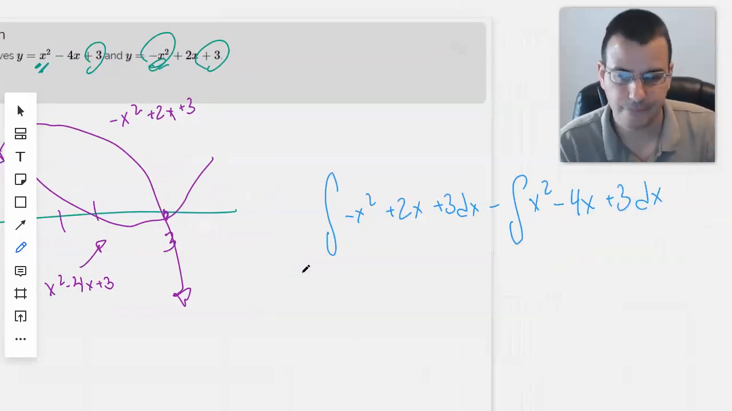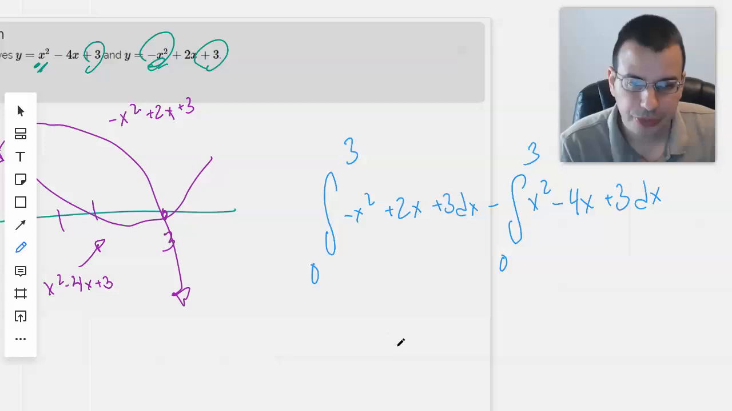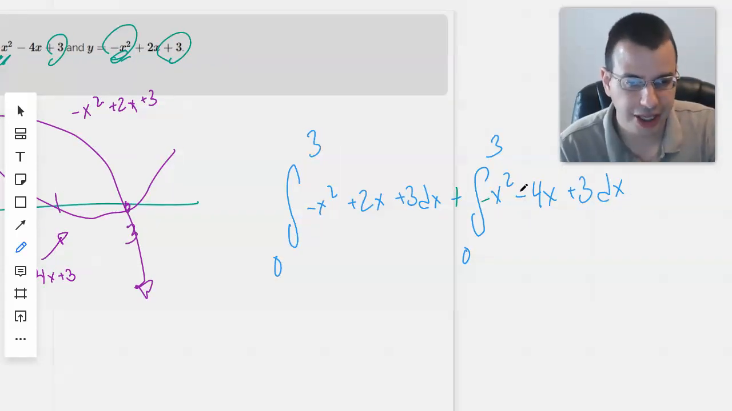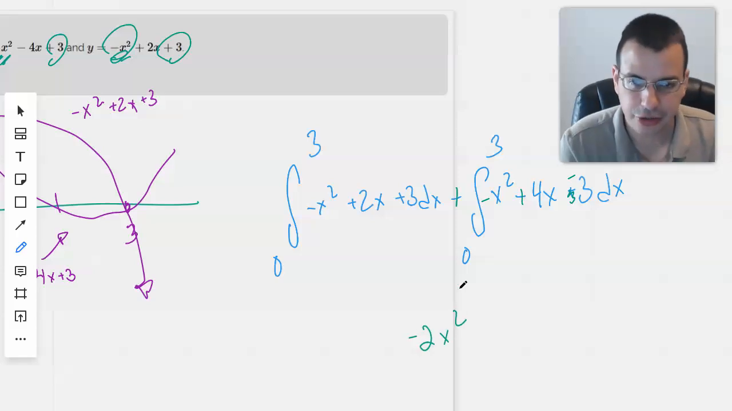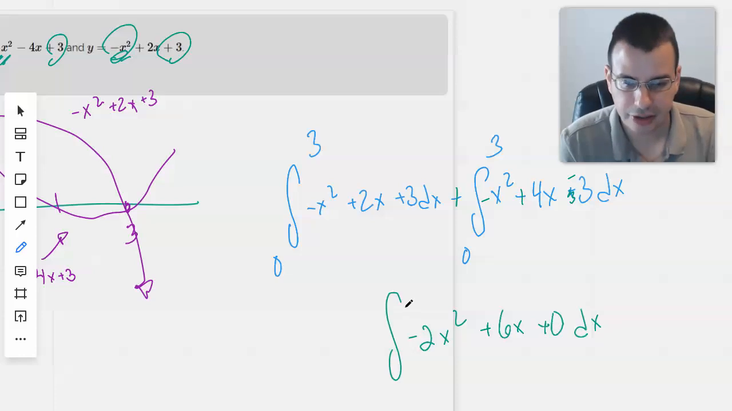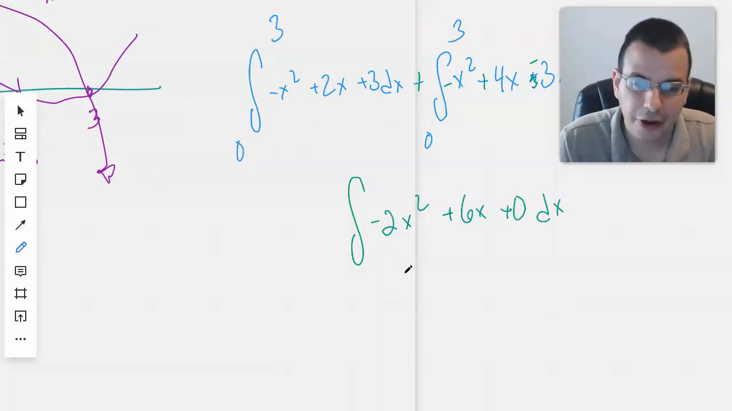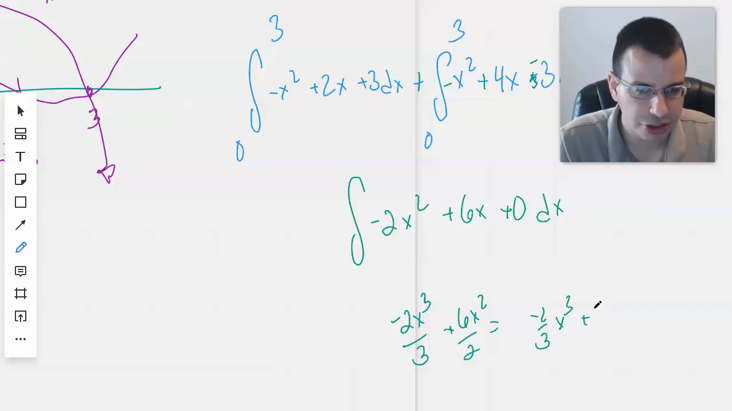So we have 0 to 3. I'm going to distribute the negative sign and combine the terms. Negative 2x squared plus 6x plus 0, because the 3 plus the negative 3 goes to 0, dx, integral. This is very similar to what we had before, which makes sense when we solved for the intercept points. So then we get negative 2x cubed over 3 plus 6x squared over 2, which is negative 2/3 x cubed plus 3x squared.